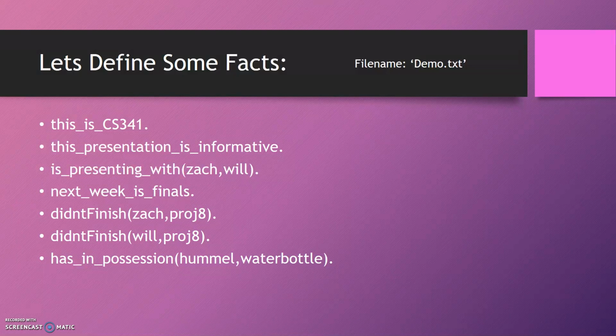So first we define some facts in our text file, which we named demo.txt. The facts are: this is CS341, this presentation is informative, is presenting with arguments Zach and Will, next week is finals, didn't finish with arguments Zach and project 8, didn't finish with arguments Will and project 8, and has in possession with arguments Hummel and water bottle.